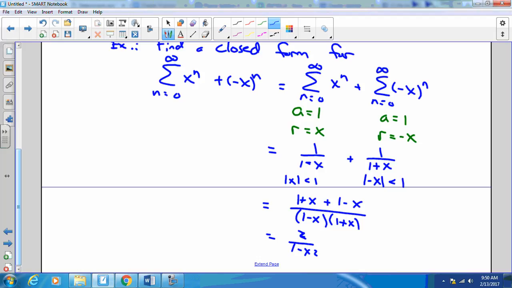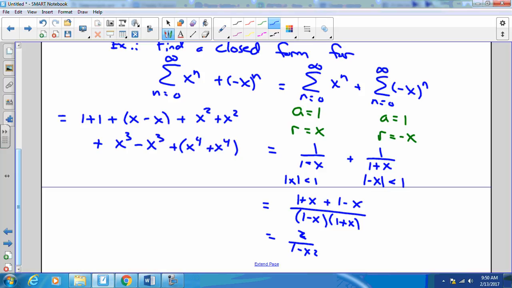Ah, but they are. If I unroll the first few terms of this series, what I get is x to the 0 plus negative x to the 0, plus x to the first plus negative x to the first, plus x to the second plus negative x to the second, plus x to the third plus negative x to the third, plus x to the fourth plus negative x to the fourth, etc. Everybody see how I'm unrolling these terms here?